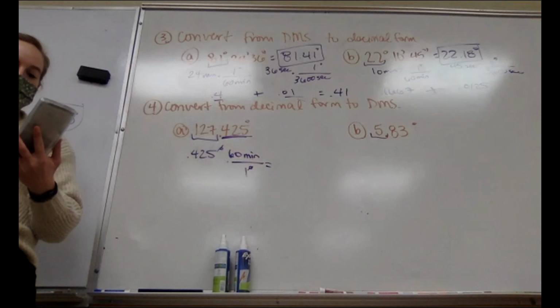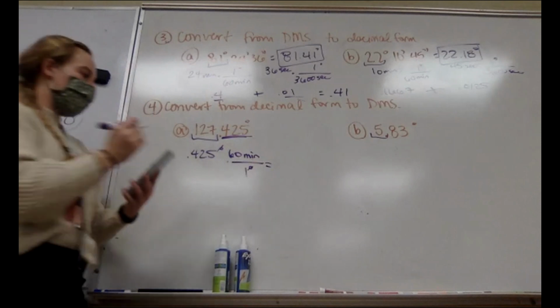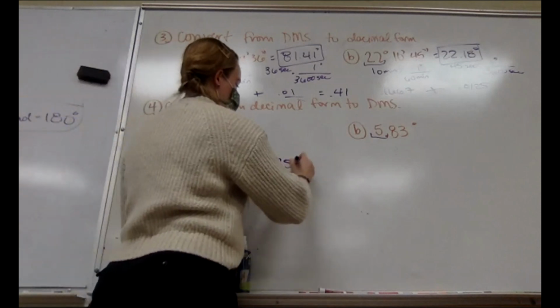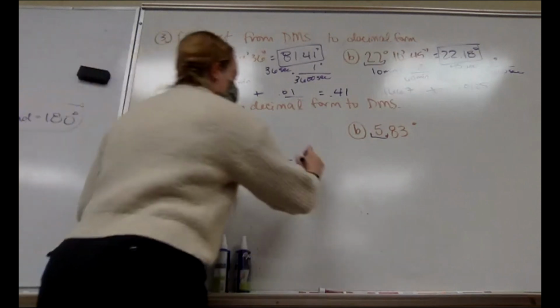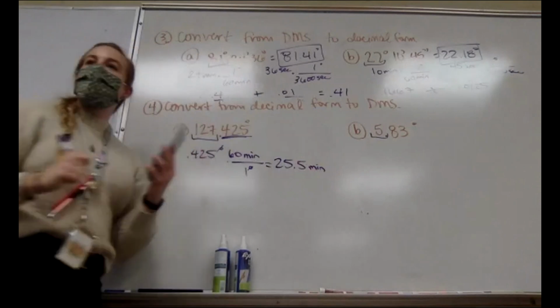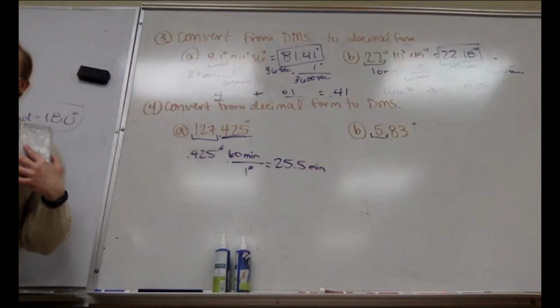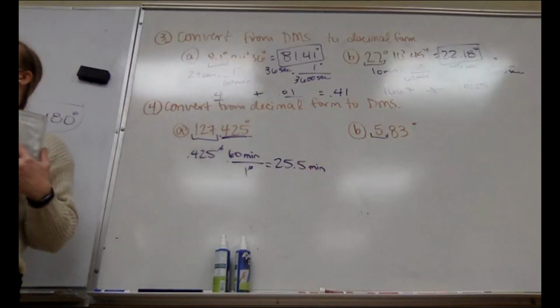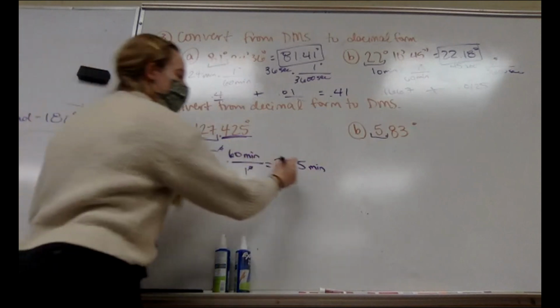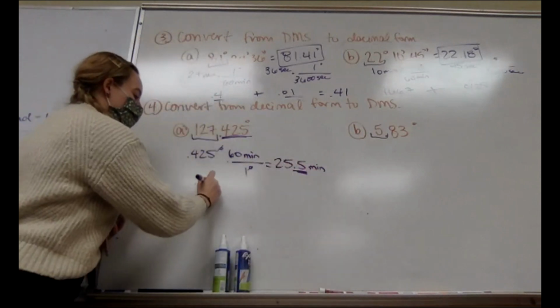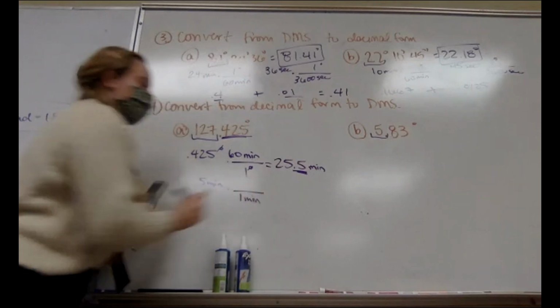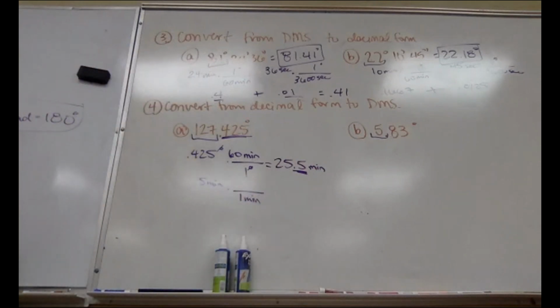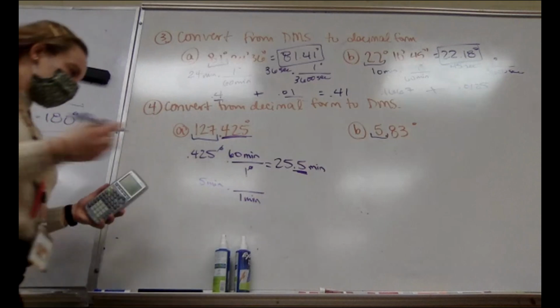So 0.425 times 60 will be 25.5, and that's in minutes. And I don't want 0.5 of a minute, I want that in seconds. So now I take that decimal, the 0.5 minutes, and change it into how many seconds there are in a minute. I want that minutes to be seconds. So there's 60 seconds in a minute.